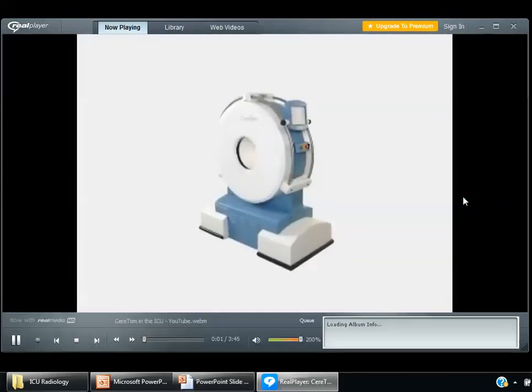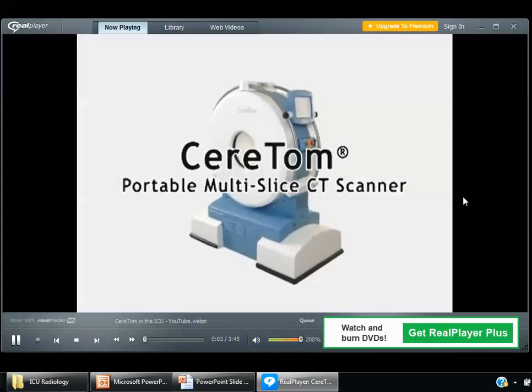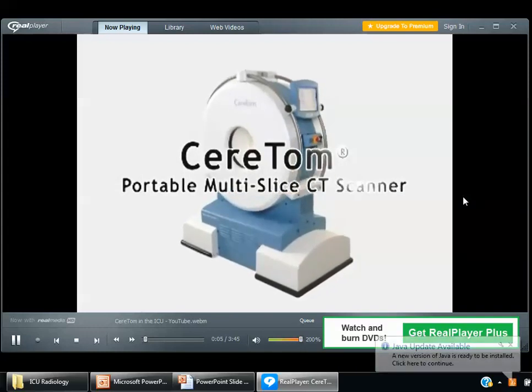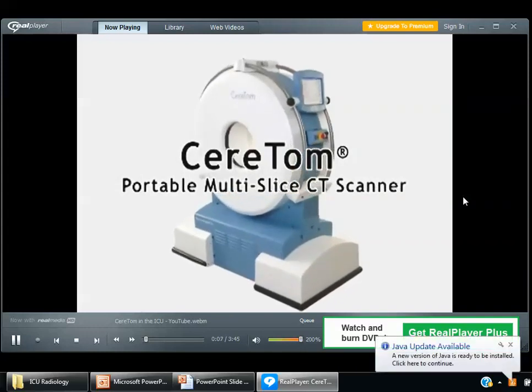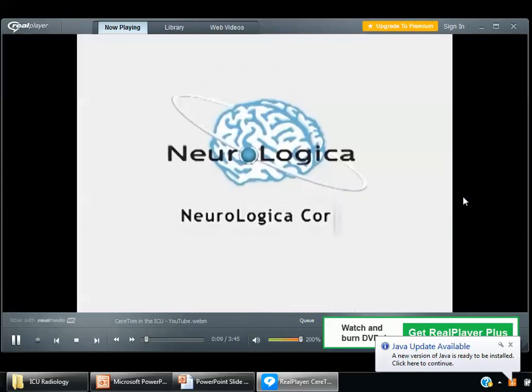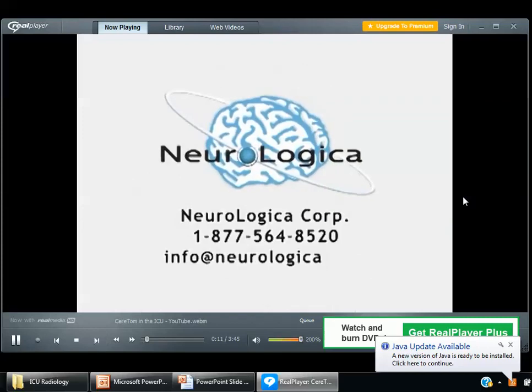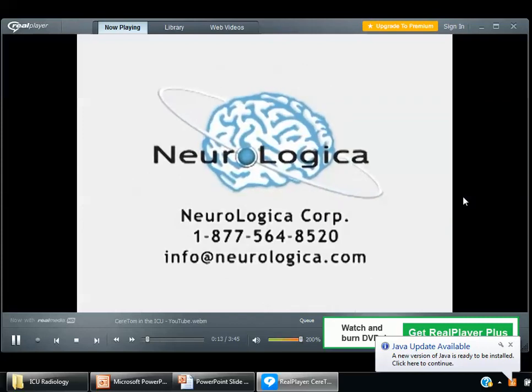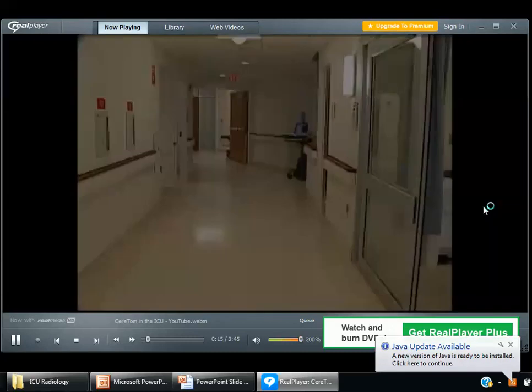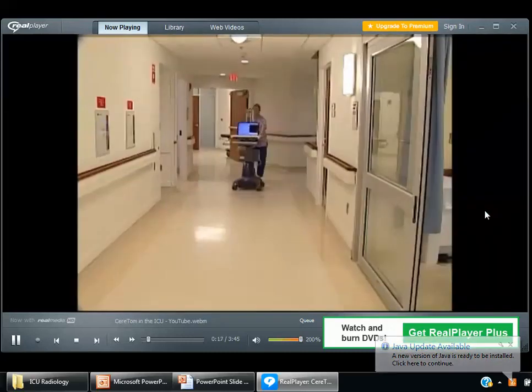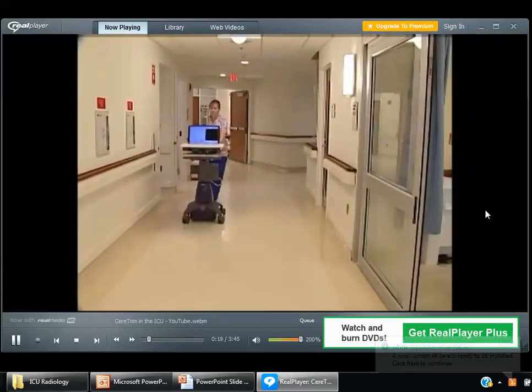This video is intended to demonstrate the ease of use and portability of the Ceratom Portable Multi-Slice CT Scanner in the ICU scenario. The Ceratom is developed and manufactured by Neurologica Corporation of Danvers, Massachusetts. You have a patient that requires a neurological CT scan in the ICU unit.